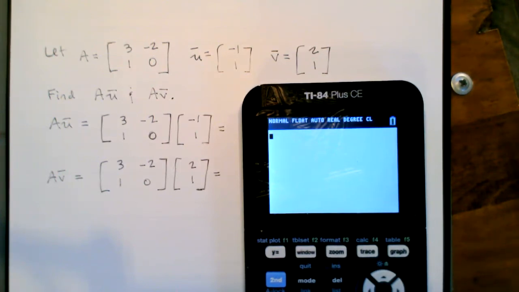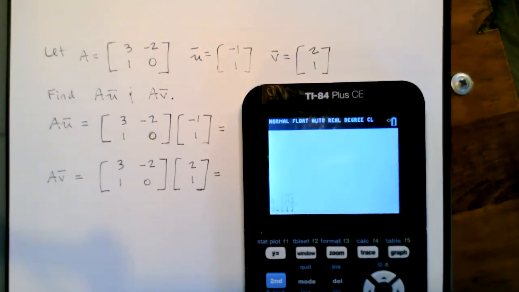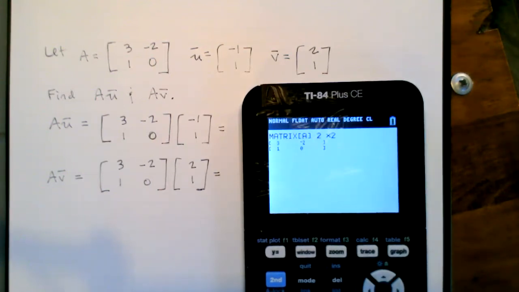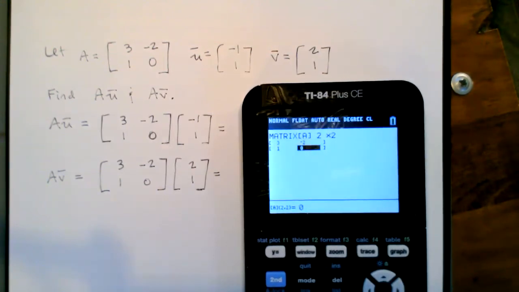Notice that we're going to be multiplying a couple of different vectors by A. So it might be useful to have our calculator know what the matrix A is. If we're going to use a matrix over and over again, if we go into matrix and then go over to edit, we can edit matrix A. We can enter the size of the matrix, in case it's 2 by 2. And I want 3, -2, 1, 0. I'm just hitting enter in between each one.